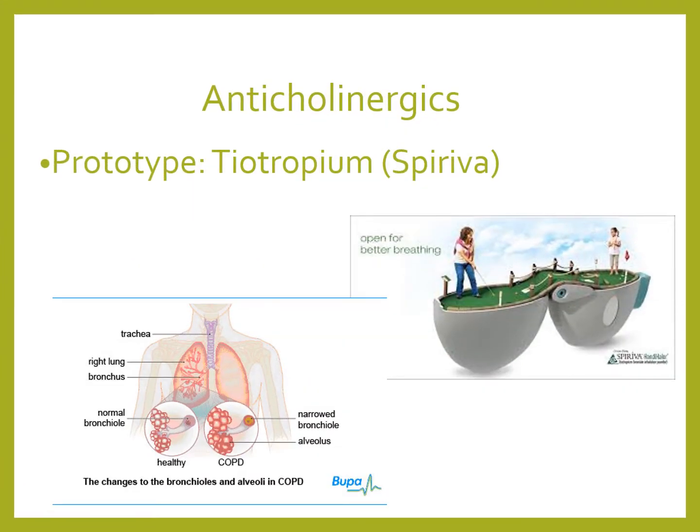Your next drug is an anticholinergic. The anticholinergic is tiotropium or Spiriva. It is a first-line treatment for patients with chronic airway limitations, or COPD. And basically they need that because of the diminished effect of acetylcholine on their respiratory system. The anticholinergics are one of the mainstay treatments in COPD.